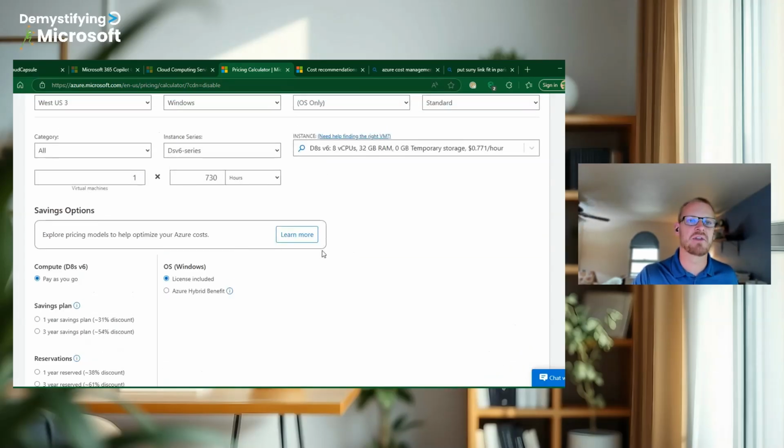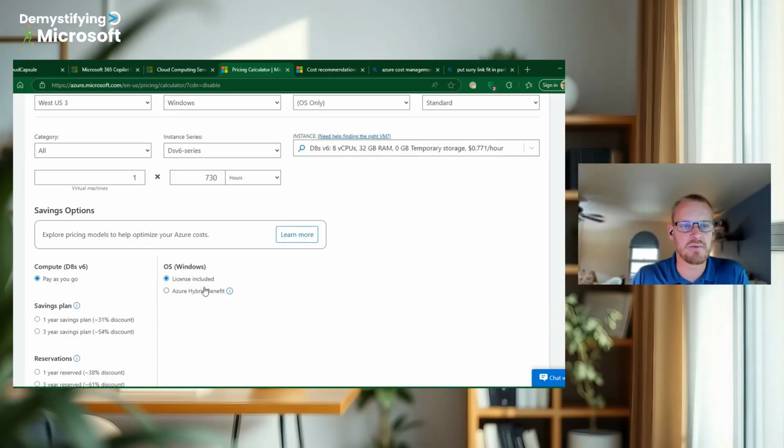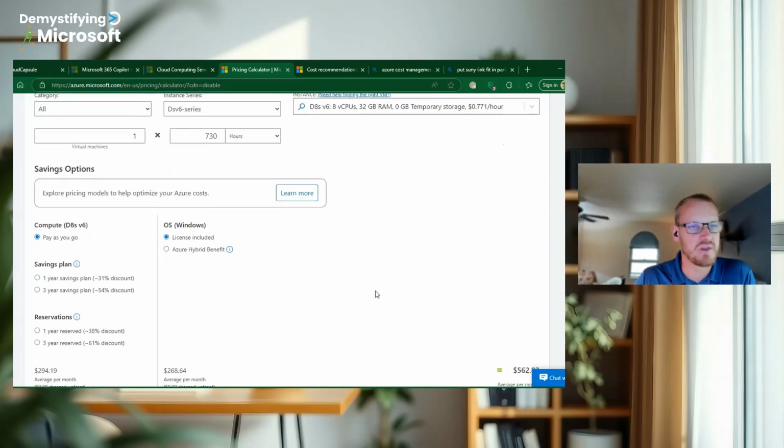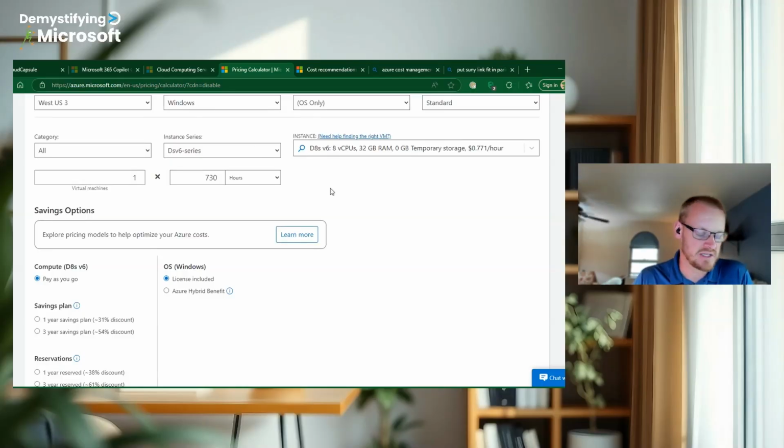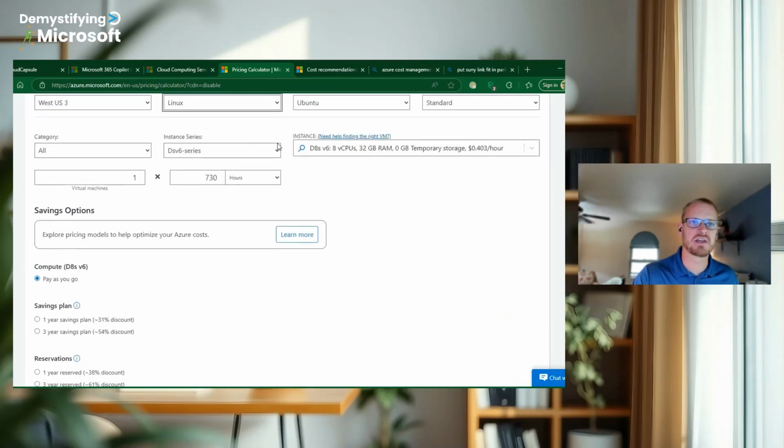There are a couple catches on the hybrid use benefit. Number one, it needs to be on a server operating system. So there is no hybrid use benefit required for AVD, for example. If you're running Azure Virtual Desktop on Windows 11, there is no server operating system to pay for, and Azure does not bill you for the OS. That's included in your Business Premium or E3 or E5 license. And so we don't want to do hybrid use benefit for VMs that are running desktop OSs like AVD. If you're running Linux, don't worry about Azure hybrid use benefit. That cost is not included in the cost of the VM, as you can see here.